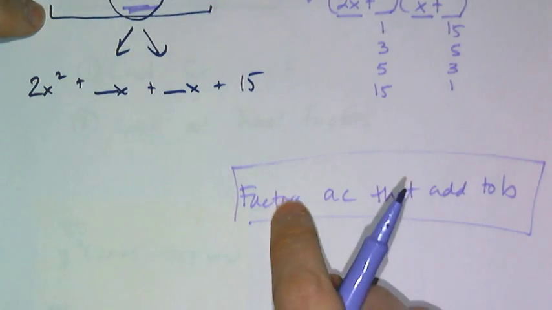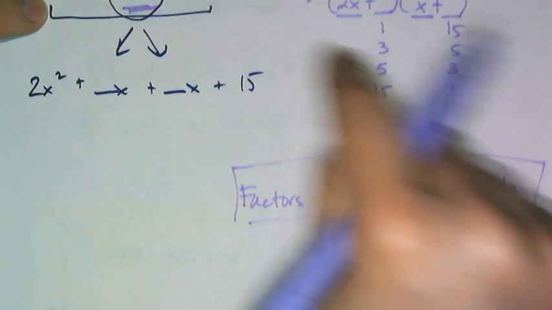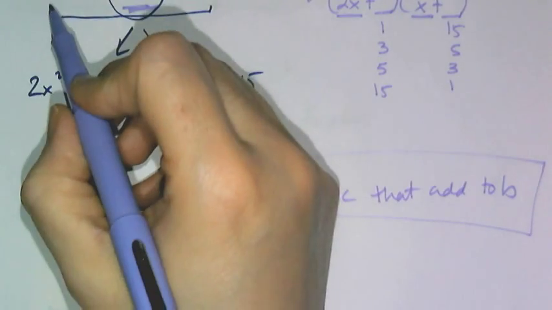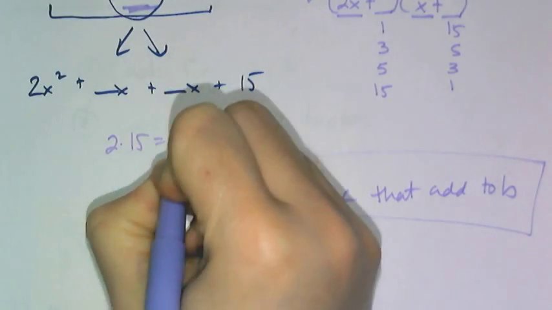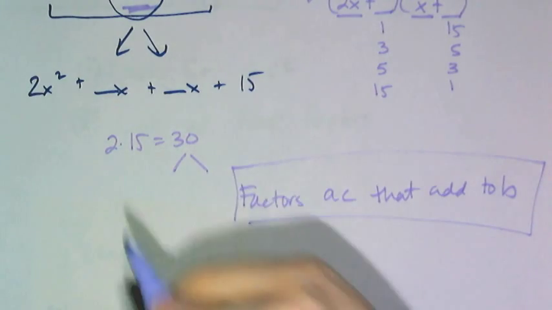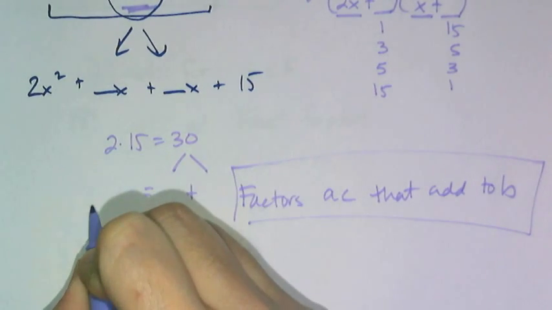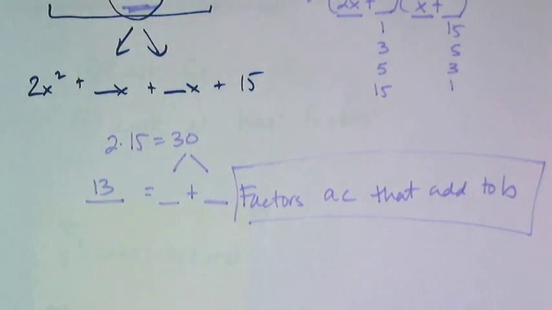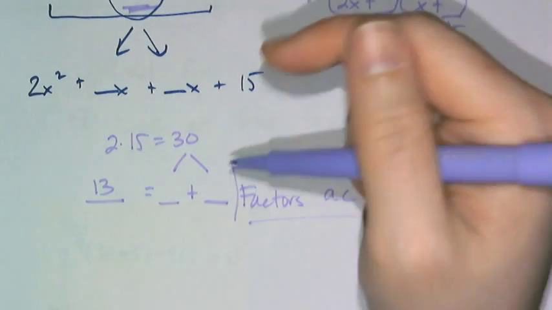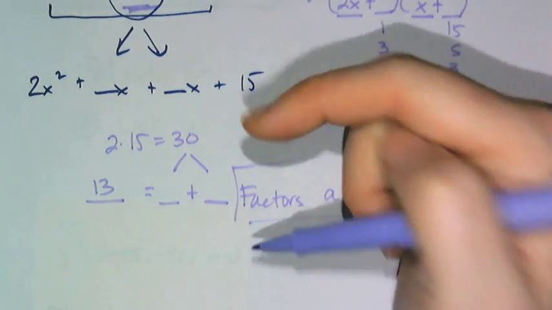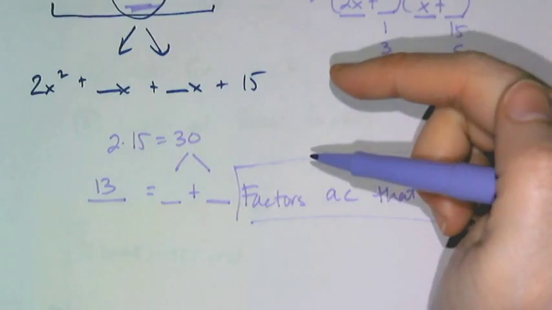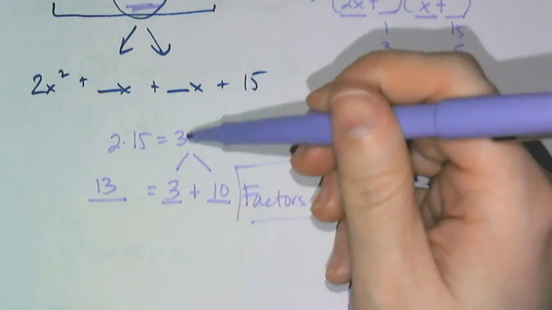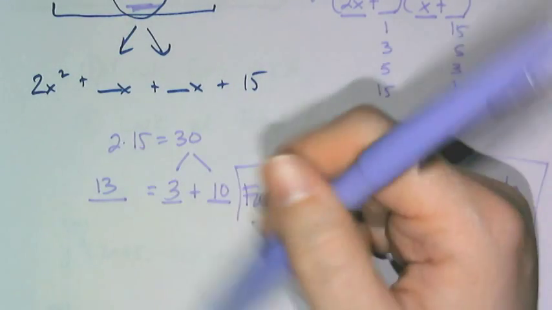And the reason why it's A and C is because that 2 contributes to that 13 just like the 15 did. So I take 2 times 15, which is A times C, and that's 30. And now my job is to figure out what factors of 30 when added together give me a 13. And if you don't see it immediately, then mentally run through the factors. Is it 1 and 30? Is it 2 and 15? Is it 3 and 10? Well, actually it's 3 and 10. Because 3 times 10 is 30, but 3 plus 10 is 13.